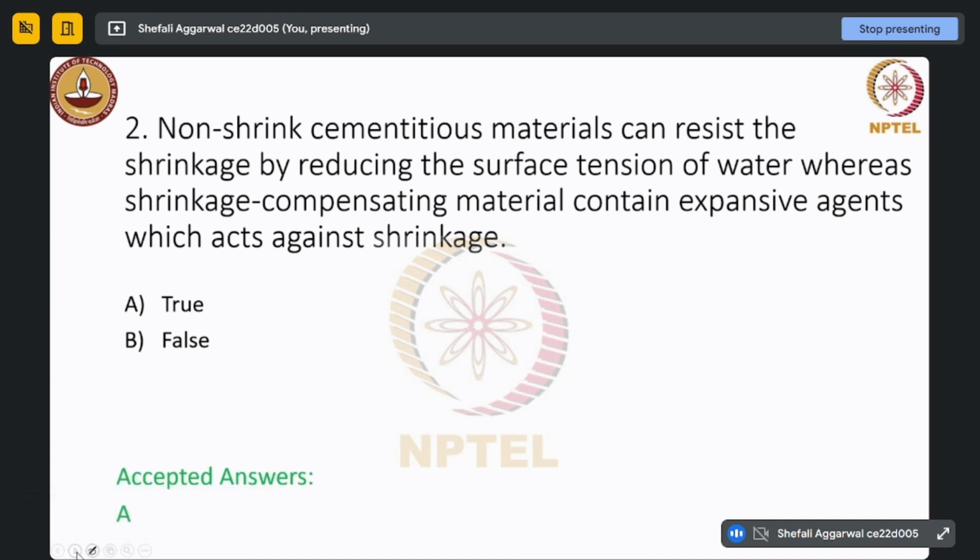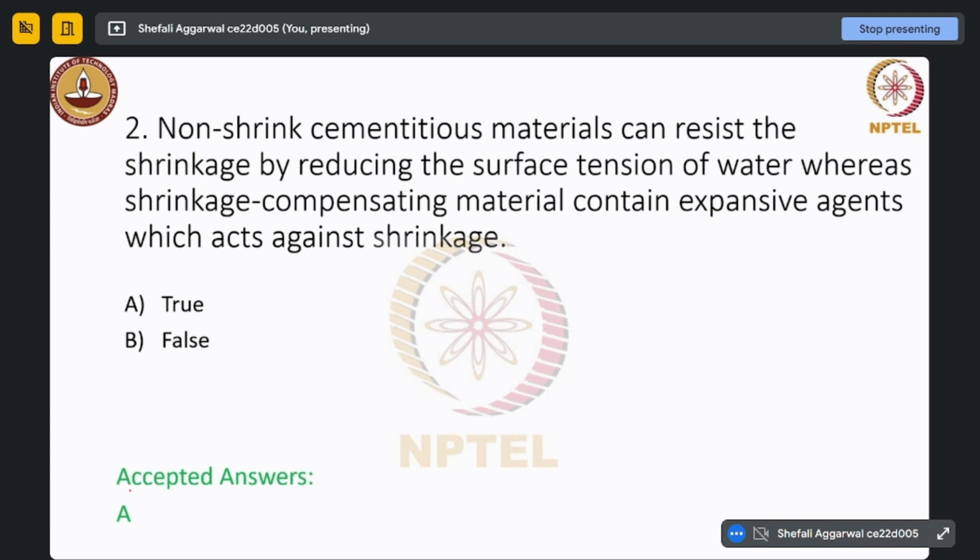Is it clear to everyone? So these are two different statements, isn't it, ma'am? Two different statements. Yes, we are talking about two different types of material to prevent shrinkage. One is non-shrink material and the other is shrinkage compensating material. Okay. You understand the difference between these two types of materials now, right?